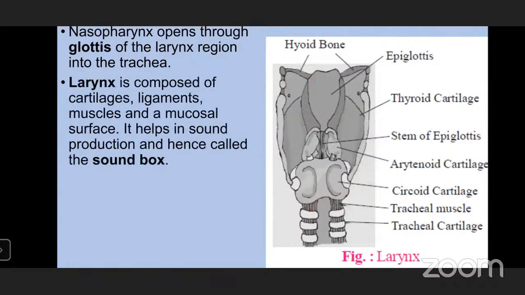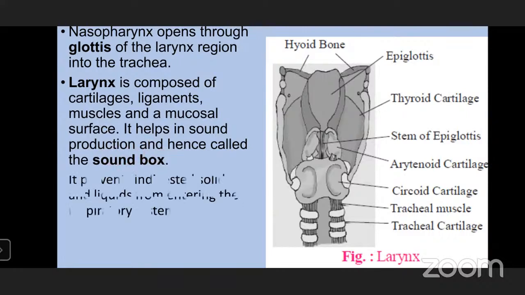Okay, this larynx is composed of cartilages. We know what cartilage is, we have learned in the first year. And then ligaments, muscles, and a mucosal surface. So these are the structures present in the larynx: cartilages, ligaments, muscles, and mucosal surfaces. The main function of the larynx is sound production, and hence it is also called the sound box. And it prevents undigested solids and liquids from entering the respiratory system.